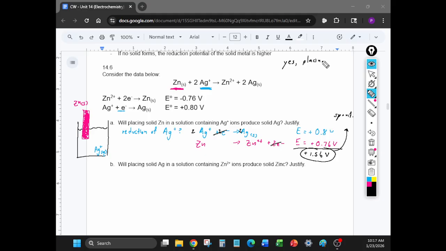Placing solid zinc in Ag plus solution produces solid Ag, and then you would write something along the lines of: because the electrical potential is positive, this reaction is spontaneous. It wants to happen.